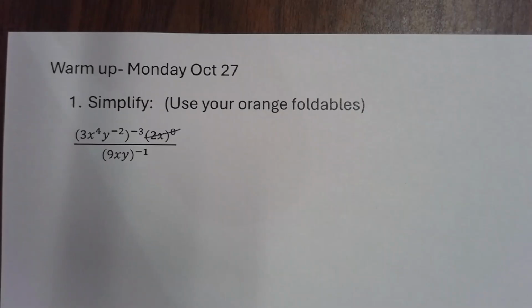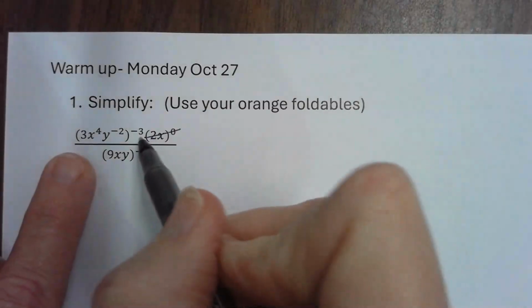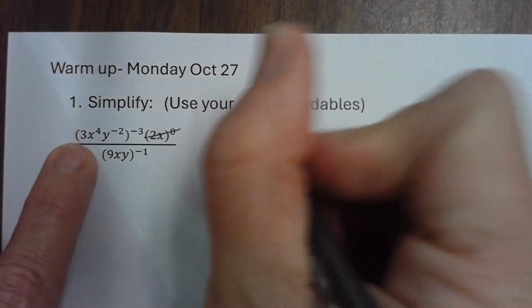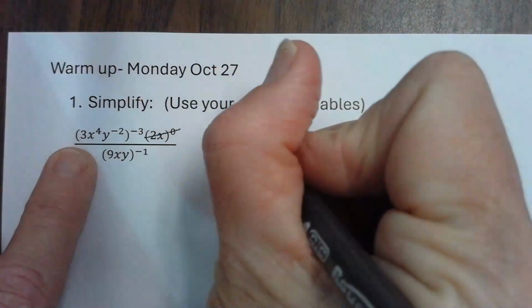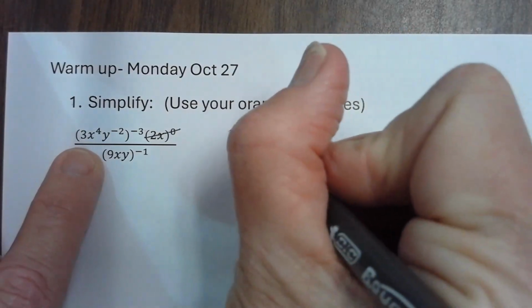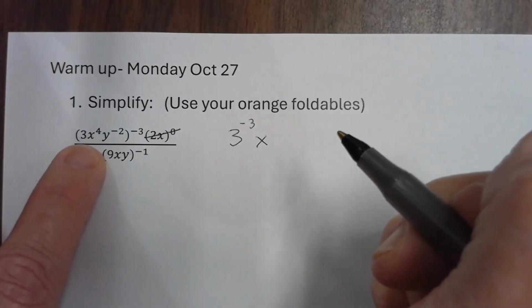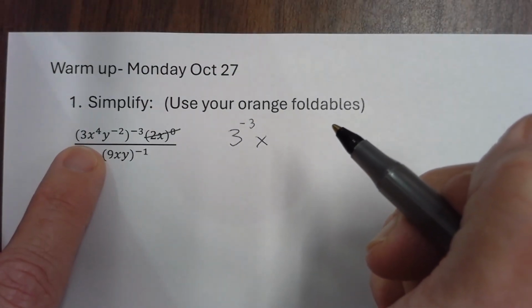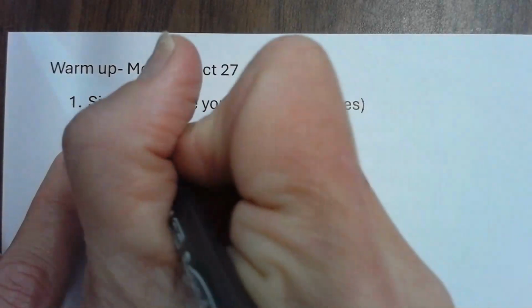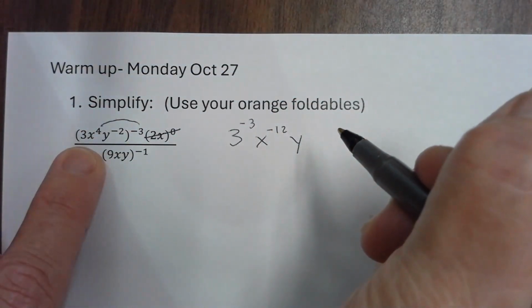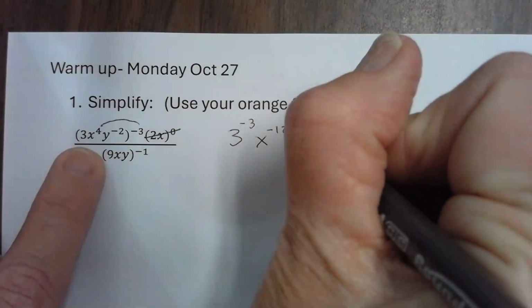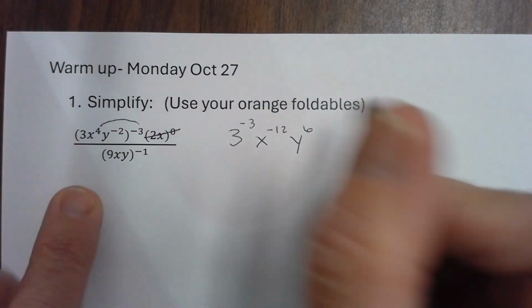All right. I'm going to do this a little bit differently, and maybe you might like this better. I'm going to go ahead and distribute these powers. At the top, it is the coefficient of 3, and it's going to be raised to the negative 3 power. What's X going to be raised to? Negative 12, because remember, I'm multiplying powers. What is Y going to be raised to? Positive 6, because negative times negative is positive.